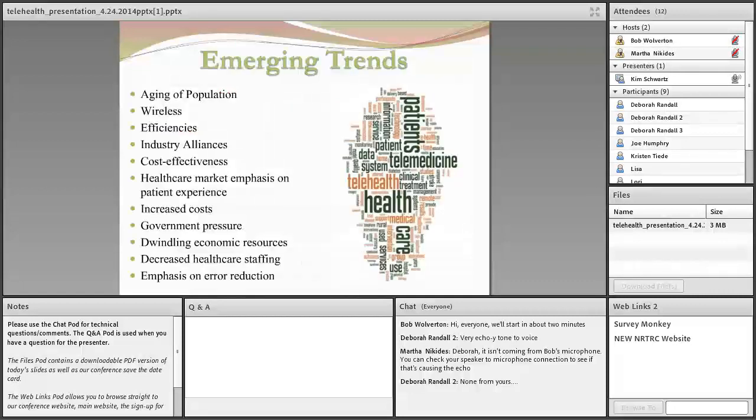Emerging trends right now, of course, everyone knows the aging of the population, that we're living longer. The baby boomers, we're living longer. We want to age in place. No one wants to go to a nursing home, and how do we do that? The wireless impact, we still have some real issues around connectivity, what kind of bandwidth.